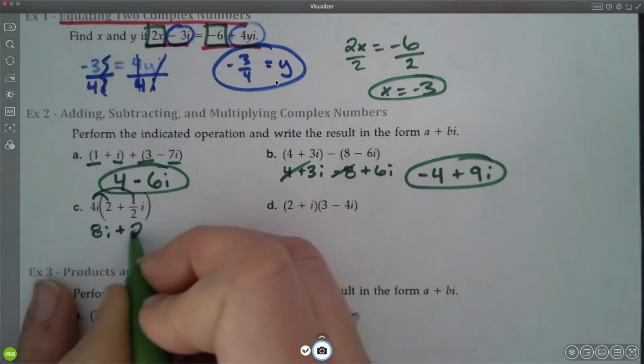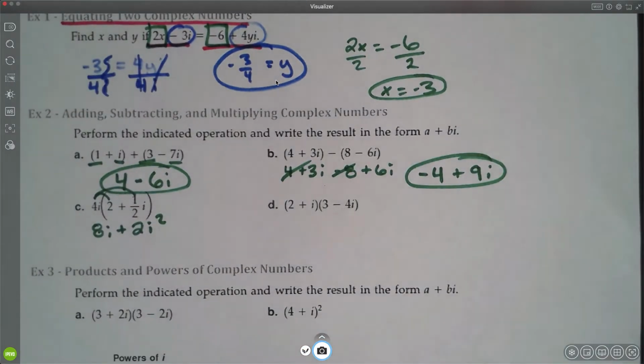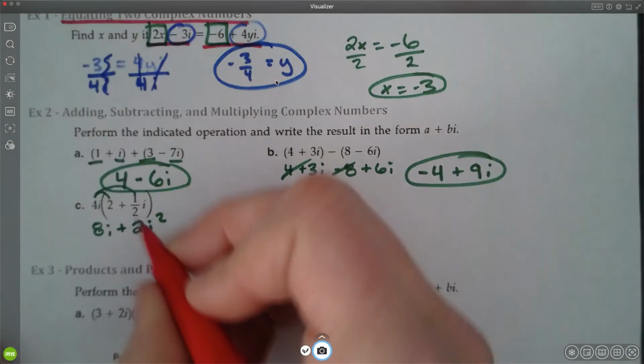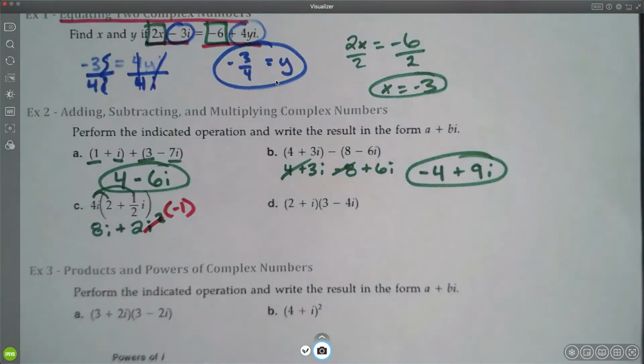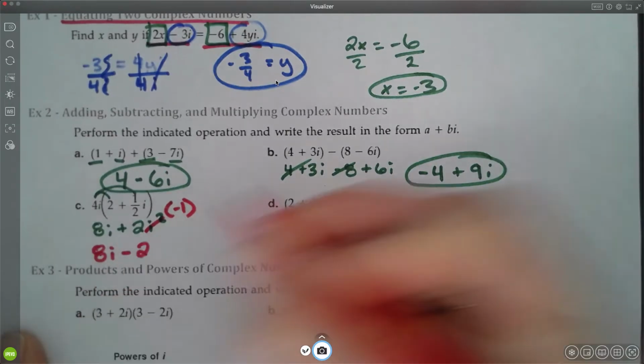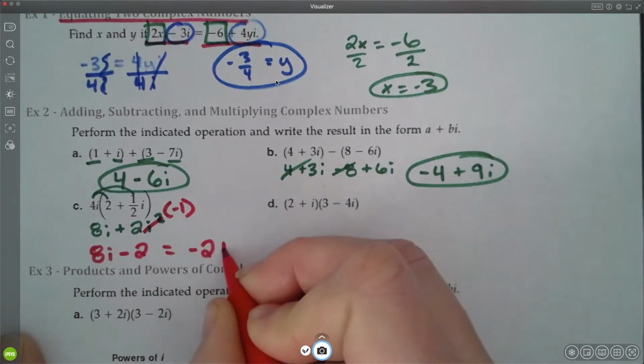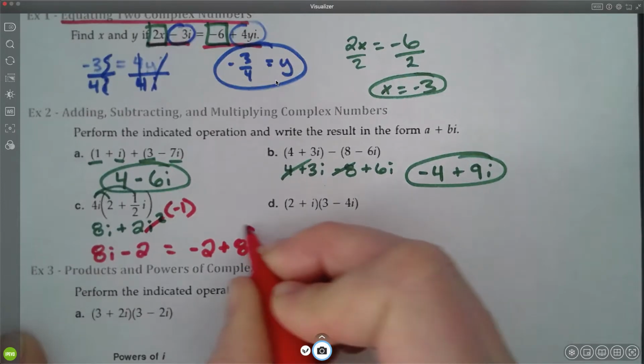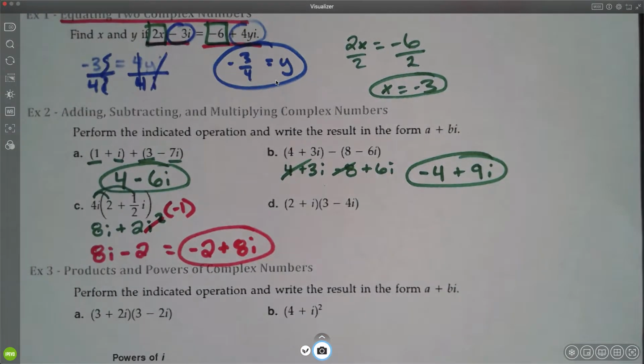Okay, now, this is where we have to do one more little step. If you have anything that's larger than i, like i squared or i to the 3rd power or i to the 5th power, blah, blah, blah, you have to simplify it, right? What do we know that i squared is equivalent to? -1. So this is like 2 times -1, which is -2. So this is 8i minus 2, or if we write that in the proper form, -2 plus 8i. We usually try to put the real part first and the imaginary part second. Okay, good? Makes sense? Same thing going to happen for D.